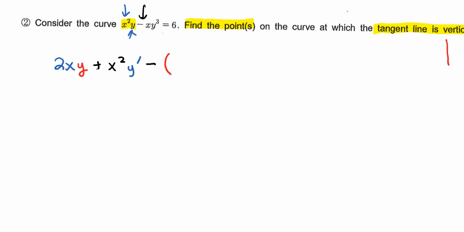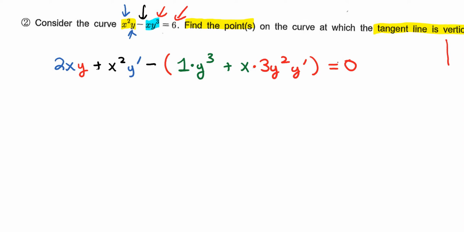sign, I will put an open bracket so that my next product rule, which is in blue here, is not affected by the minus sign. So the derivative of x is 1, and then I would times that by the second term, which is y cubed, plus the first term, which is x, times the derivative of the second term. The second term is y cubed, so the derivative of that is 3y squared times y prime, close the bracket, and then the derivative of 6 is going to be 0.